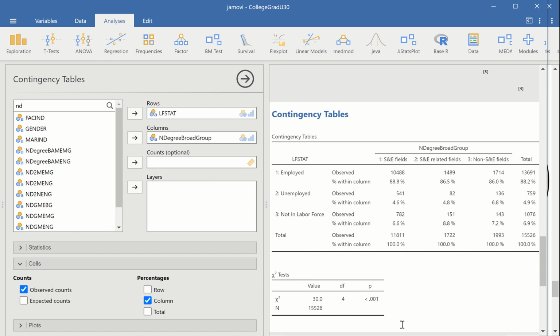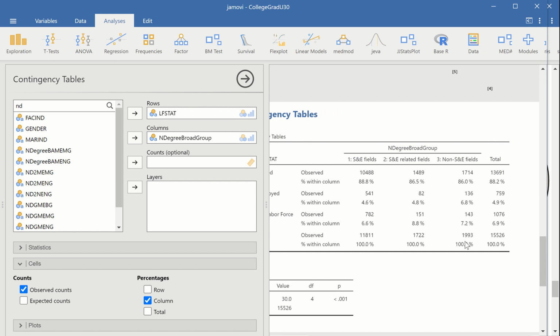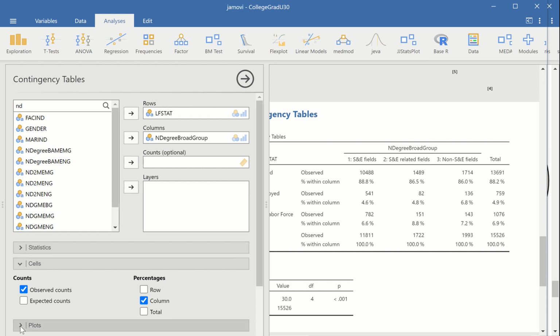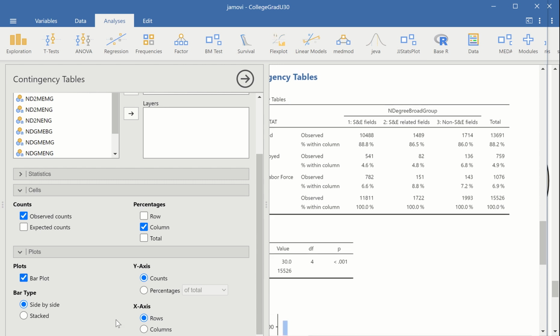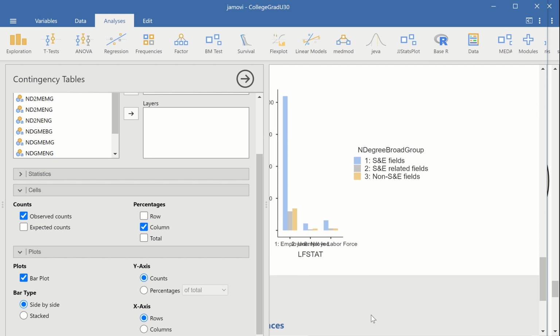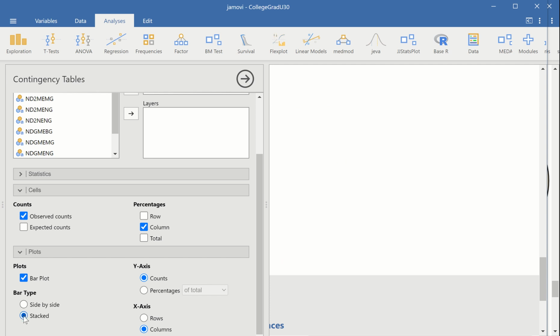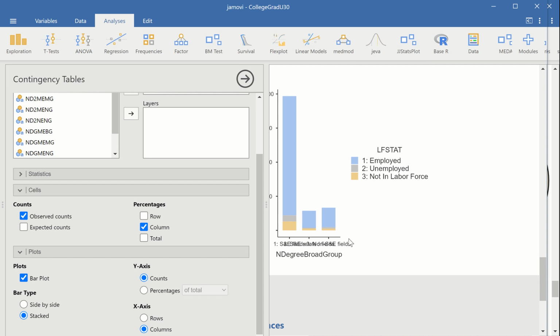We get to see the same sorts of things here, and we see that in the non-SE, the highest levels of unemployment or not in the labor force are in the related fields and in the non-STEM forces. We could play with this and do a variety of different categorical stats, but we're just getting warmed up here, and we could go ahead and give ourselves a bar plot. And stacked might be easier to see, so this gives us a good sense of that.